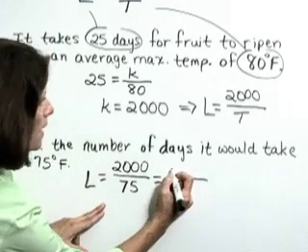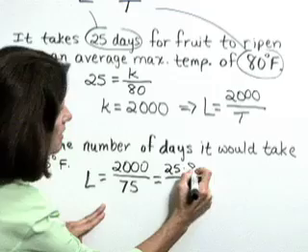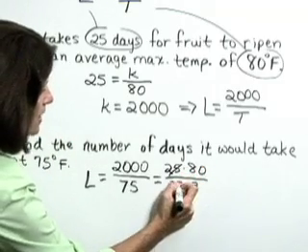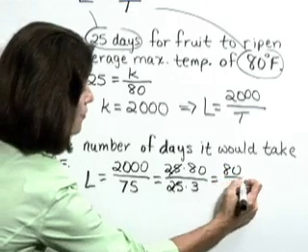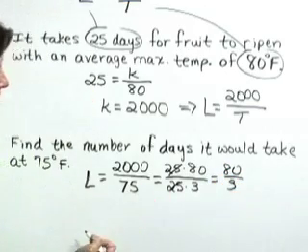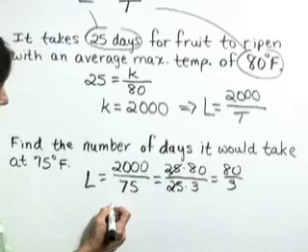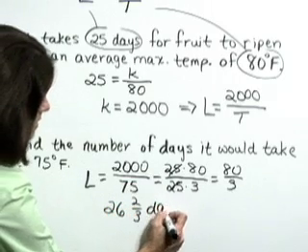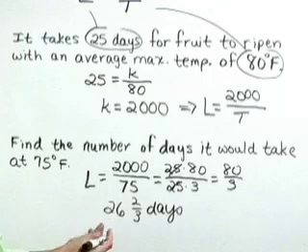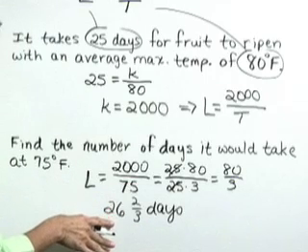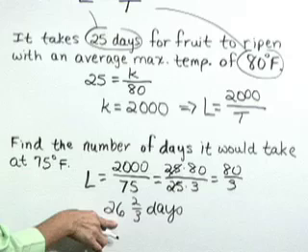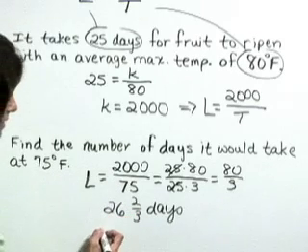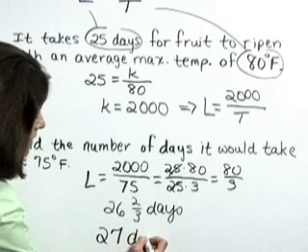I'm going to go ahead and reduce this fraction. 2,000 is 25 times 80. 75 is 25 times 3, so that's 80 thirds. If we write that as a mixed number, that's 26 and 2/3 days. Now, one last thing, we were asked to round this to the nearest whole number. So that 2/3 is going to round up and cause our answer to be 27 days.